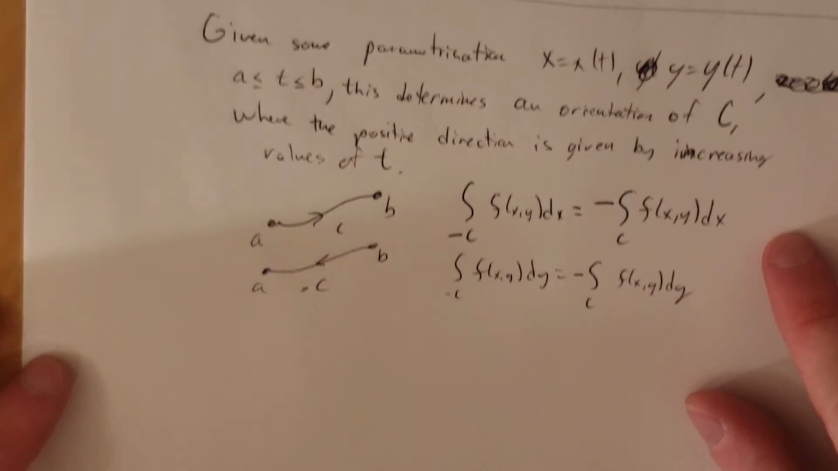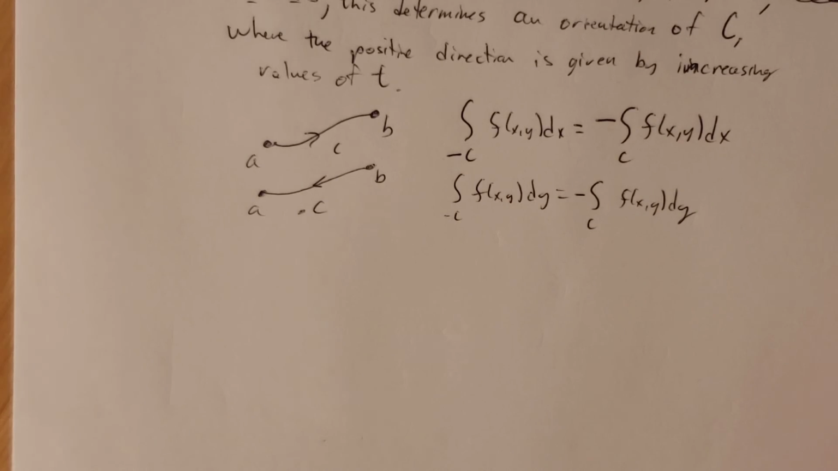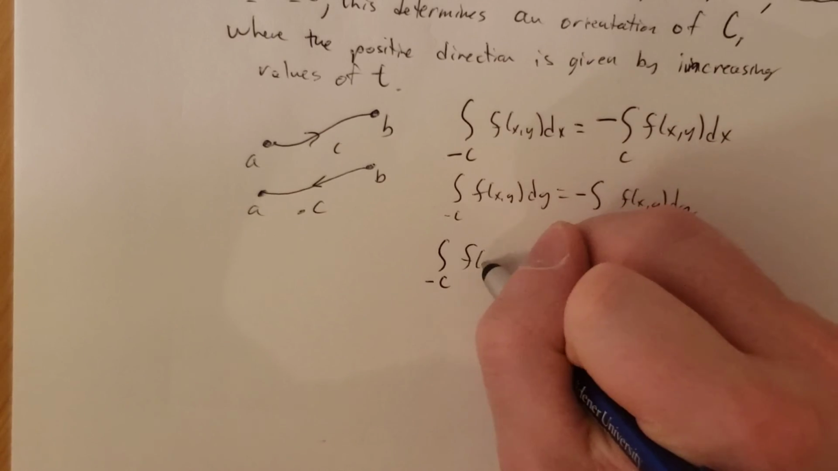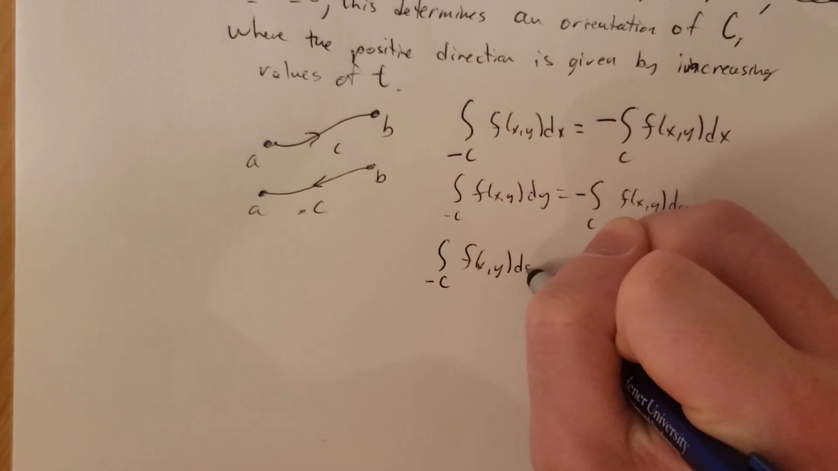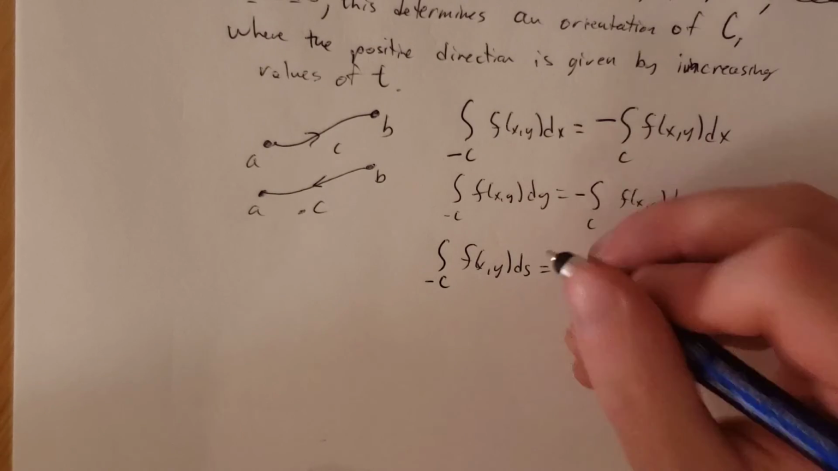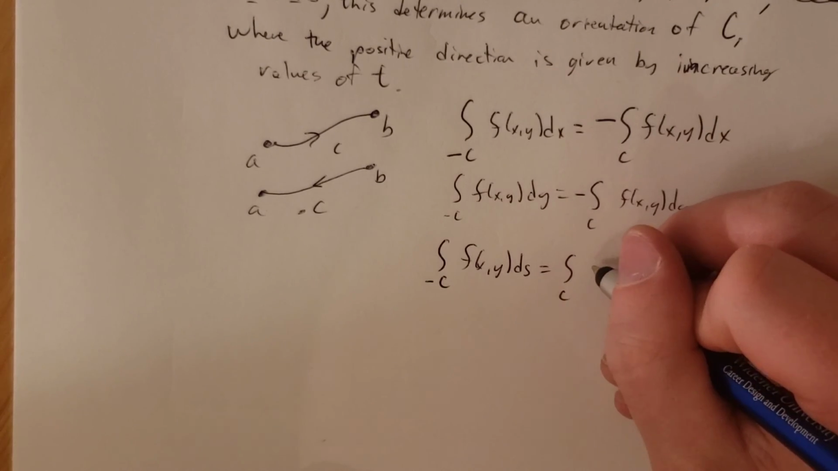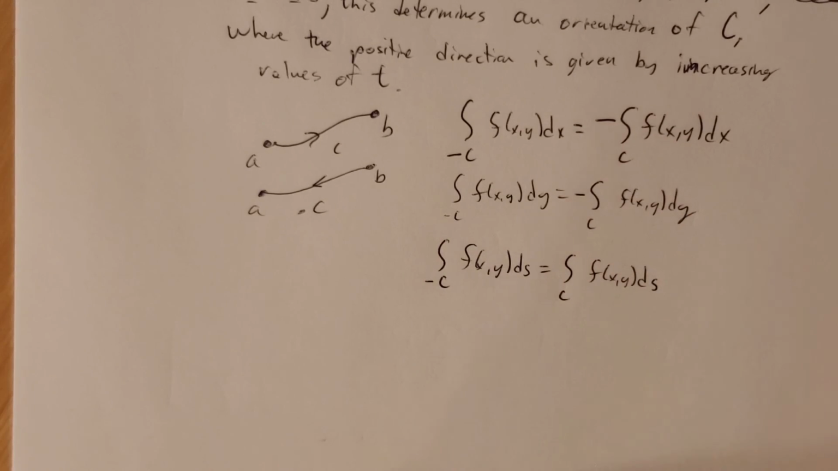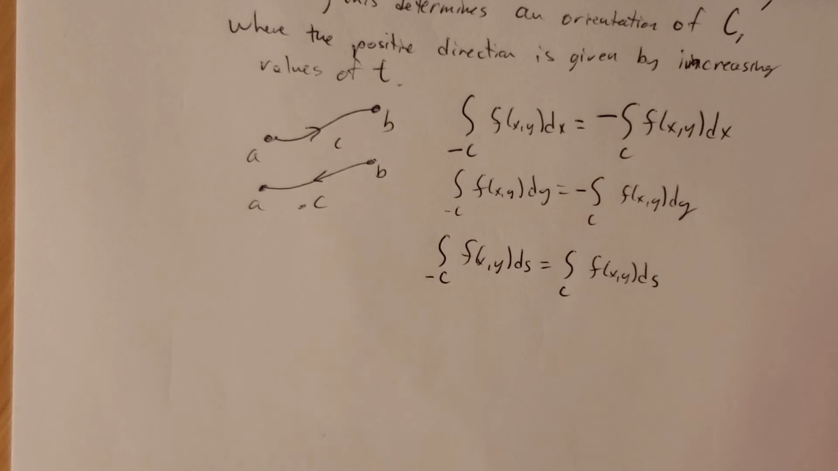But interestingly enough, if we integrate with respect to arc length, that does not happen. So if we integrate with respect to arc length, this is just the integral over C of f of x, y, ds. So we don't put a negative symbol out in front. We are not taking the negative of the integral. Turns out these two integrals will be the same if we integrate with respect to s. Okay? And that will end our video.